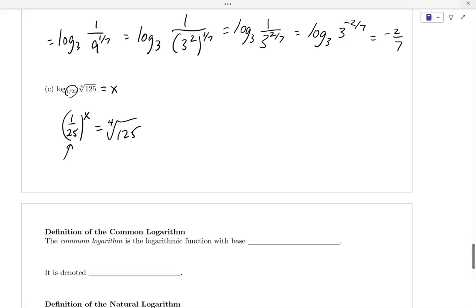Remember, logarithms and exponential functions are inverses of each other. Inputs become outputs, outputs become inputs, right? The output of the logarithm is the input for the exponential. The input for the logarithm is the output for the exponential. Okay?